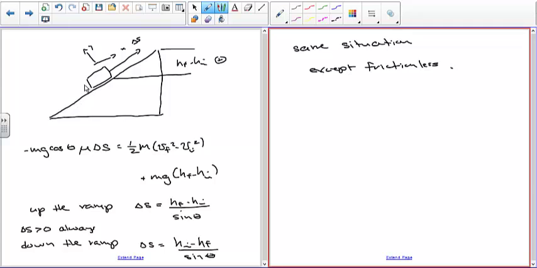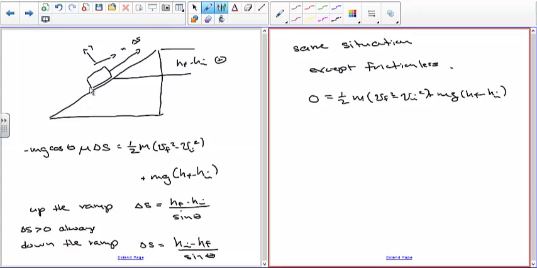It's just going to accelerate. It's going to speed up, depending upon how far down the ramp we go. But as far as the equation is concerned, the only difference is that the case of frictionless means that this coefficient of friction is 0. So you end up with 0 is equal to 1/2 m (v final squared minus v initial squared) plus mg times (h final minus h initial). So it's just a special case of that.